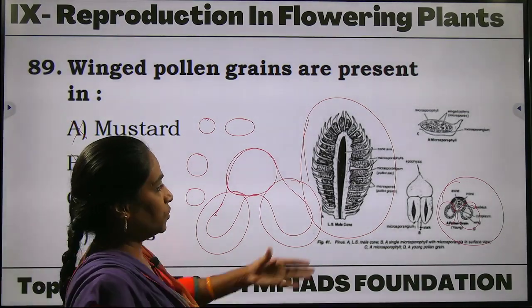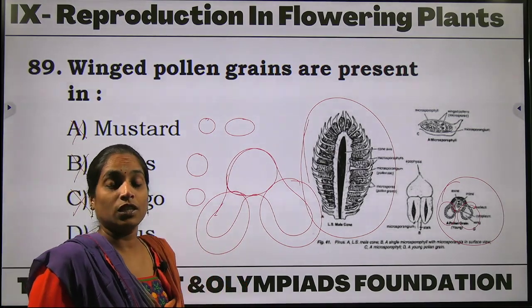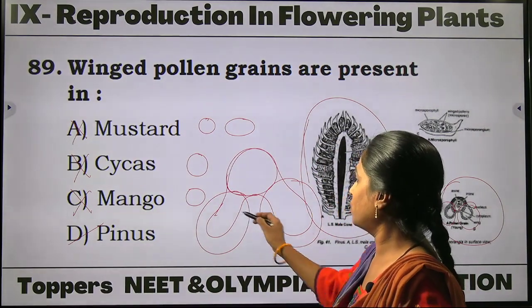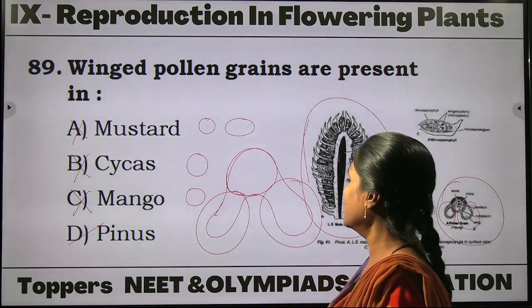Okay, so if it is a winged structure, what kind of pollination can we observe? The pollination will be through the wind. Okay, through the wings it can be flying and going towards the stigma.